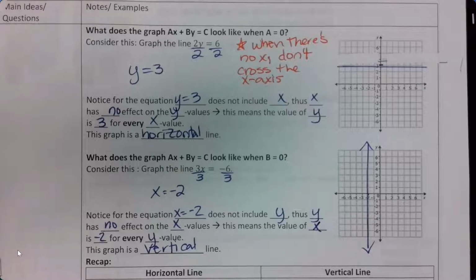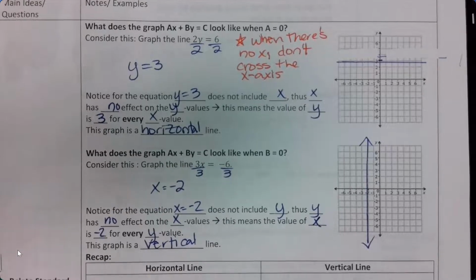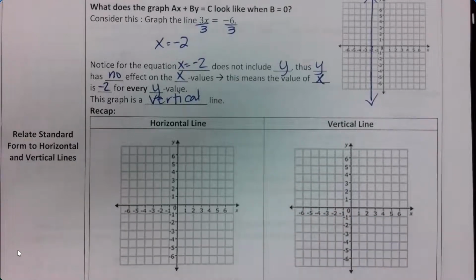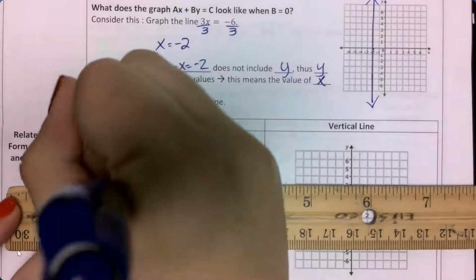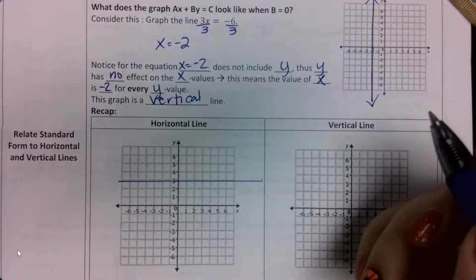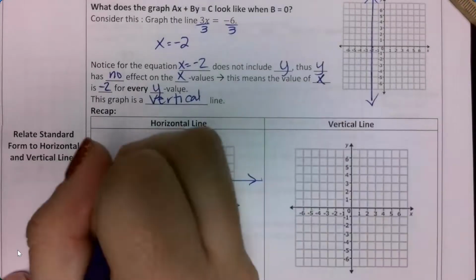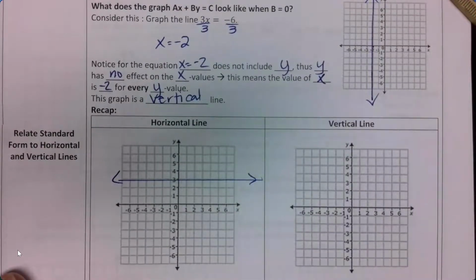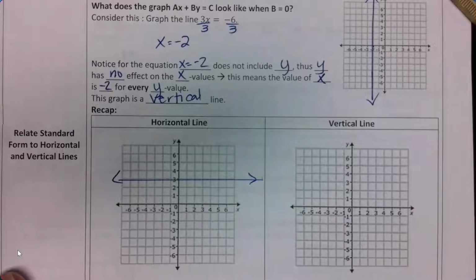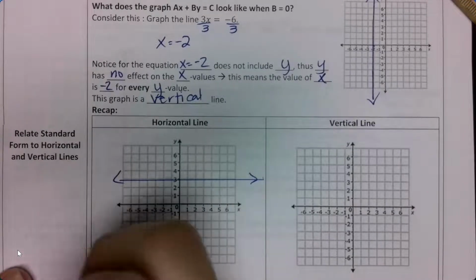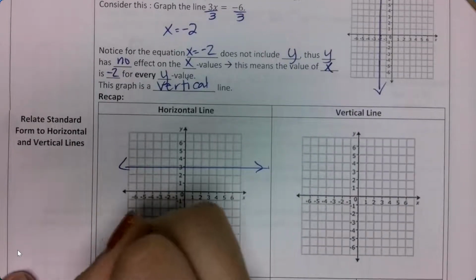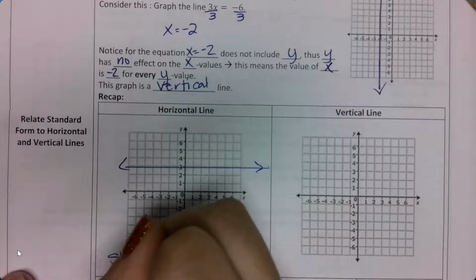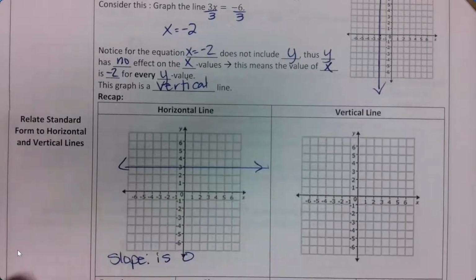So, to recap, horizontal lines go straight across. And my slope here is 0. Because it's not going up any squares. It just keeps going over.